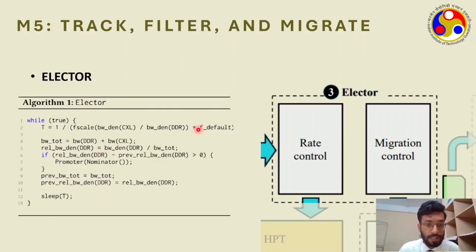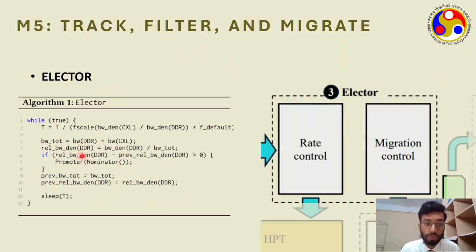In the algorithm, you might see that there is a default frequency of our page migration, which needs to be scaled by a ratio proportional to the bandwidth density of our CXL memory and our DDR memory. This gives the time for which the elector will sleep in order to control the rate. We calculate the total bandwidth of our DDR DRAM and our CXL DRAM, and the relative bandwidth density of our DDR DRAM. Now, if that relative density which we calculated right now is greater than the previously calculated one, it means we are actually benefiting from the page migration solutions we derived right now.